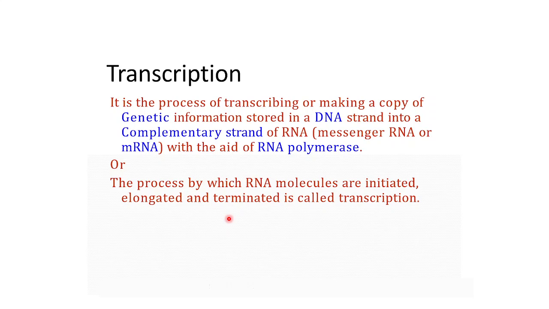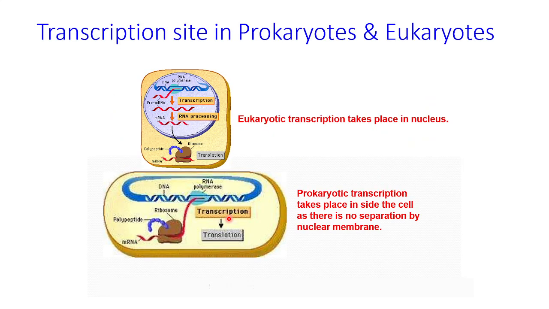So from here you can understand that transcription, like replication, has multiple steps. Transcription is divided into three major steps, starting from initiation, elongation, and finally termination. So, transcription site in prokaryotes and eukaryotes.